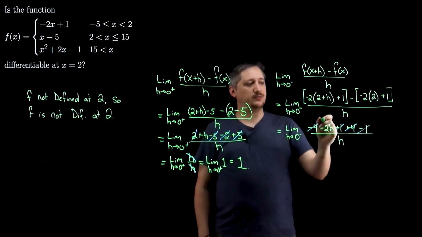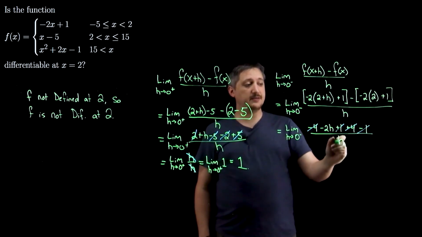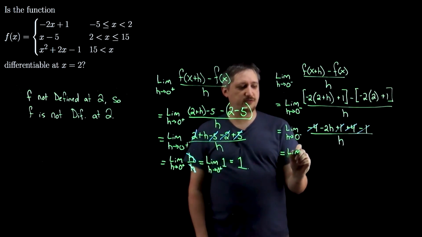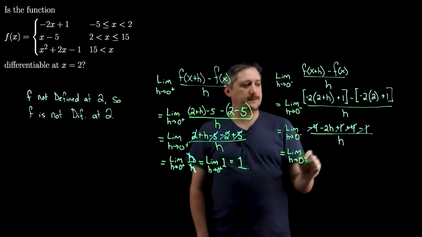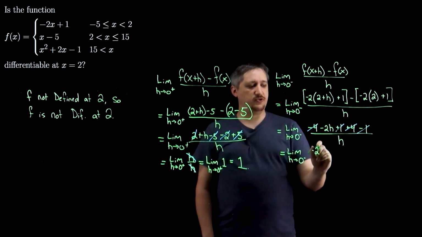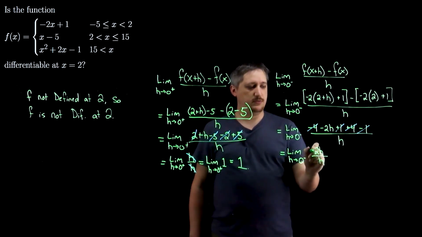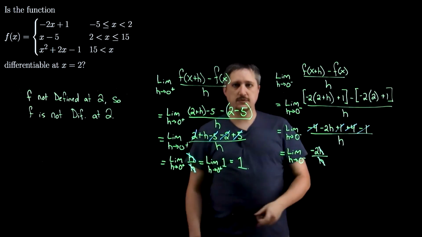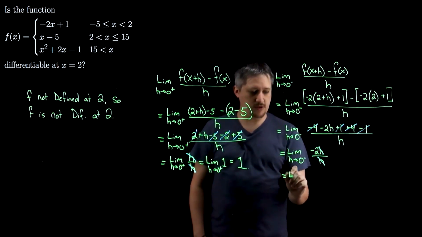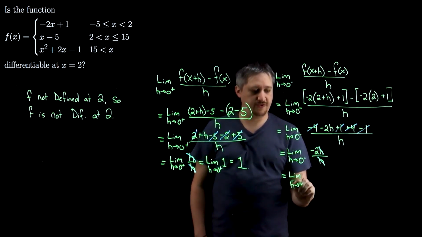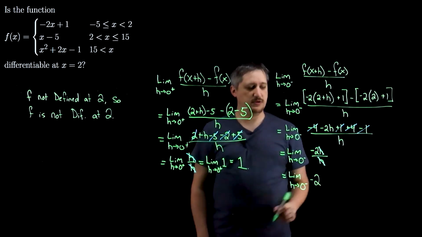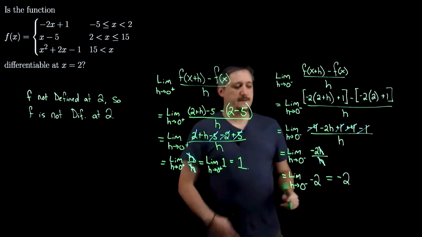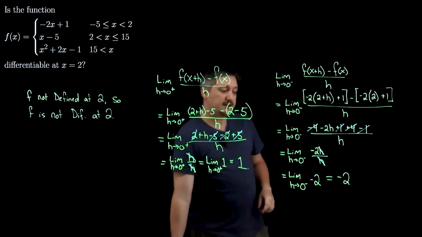I can't just cancel h right away because this is the only thing in the bottom, so I have to make sure that the only thing that survived on the top has an h in it. So it's good to write out that part before you cancel the h. But here indeed I have just -2h over h. And so the h in the top and bottom cancel. And I get the limit as h goes to 0 from the left of just -2. But -2 doesn't change, it's constant, so that is -2. So that's going to be the derivative from the left.